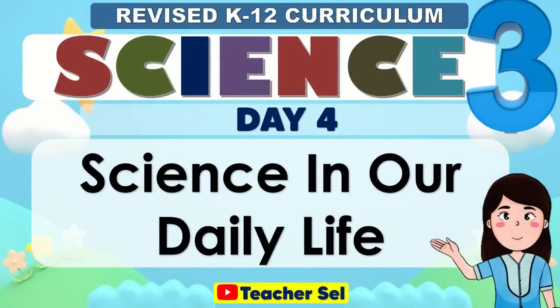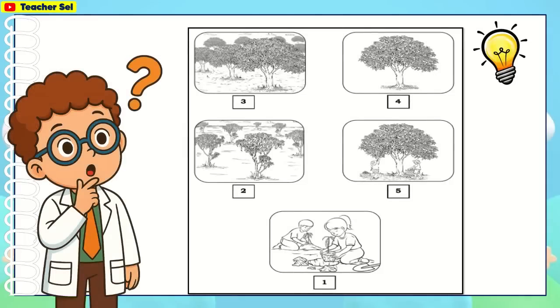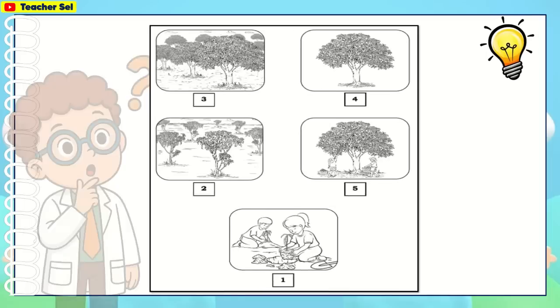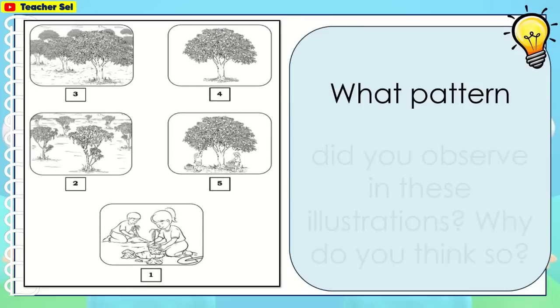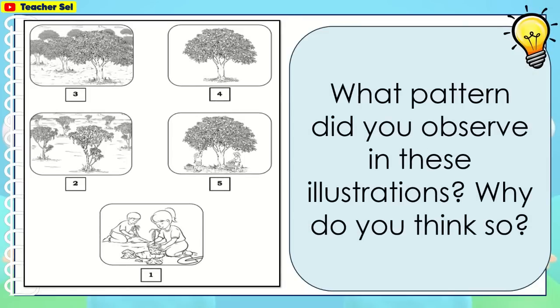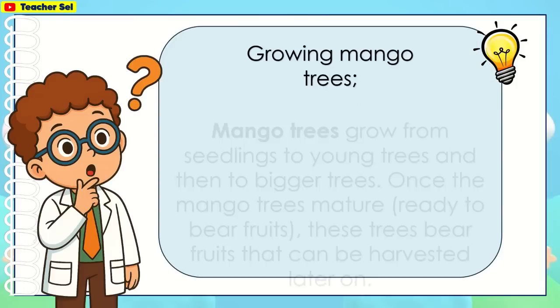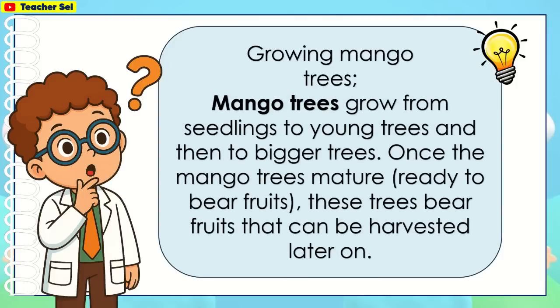For day 4, take a look at these illustrations. What do you think will happen next? What pattern did you observe in these illustrations? Why do you think so? Growing mango trees. Mango trees grow from seedlings to young trees and then to bigger trees. Once the mango trees mature, ready to bear fruits, these trees bear fruits that can be harvested later on.